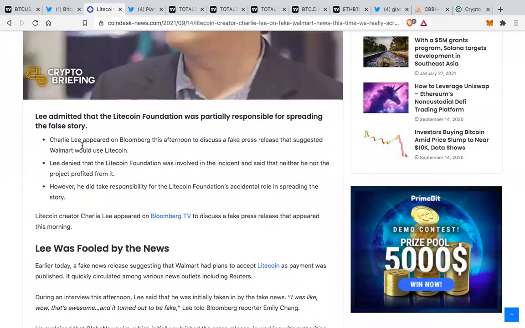Now, this is a headline. What he says is that Lee denied that the Litecoin Foundation was involved in the incident and said that neither he nor the project profited from it. However, he did take responsibility for the Litecoin Foundation's accidental role in spreading the story. So the Litecoin Foundation did retweet this news from their official Twitter handle.